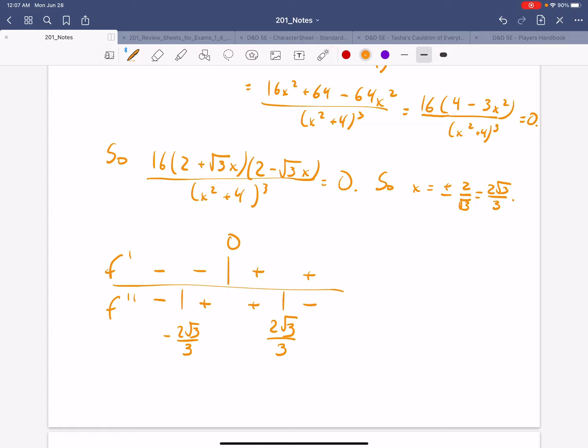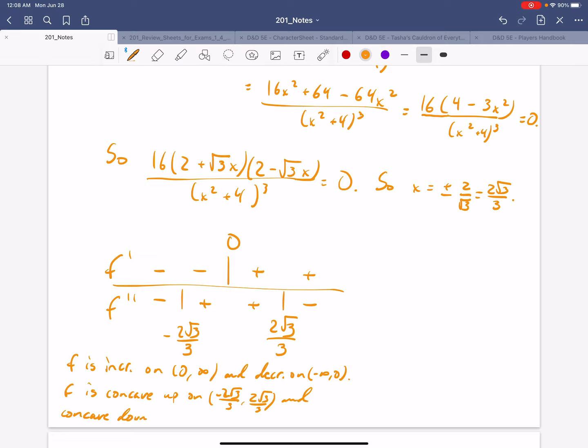So f is increasing on 0 to infinity and decreasing on negative infinity to 0. f is concave up on negative 2 root 3 over 3 to positive 2 root 3 over 3, and concave down everywhere else, negative infinity to negative 2 root 3 over 3, union 2 root 3 over 3 to positive infinity. Also, I'm just going to say this. I'm writing it out, maybe I'll write it down.